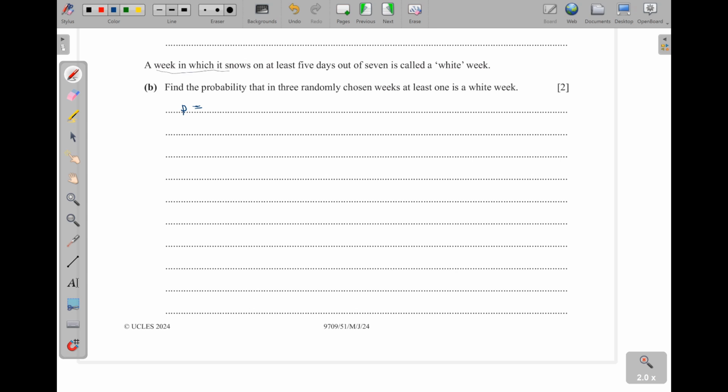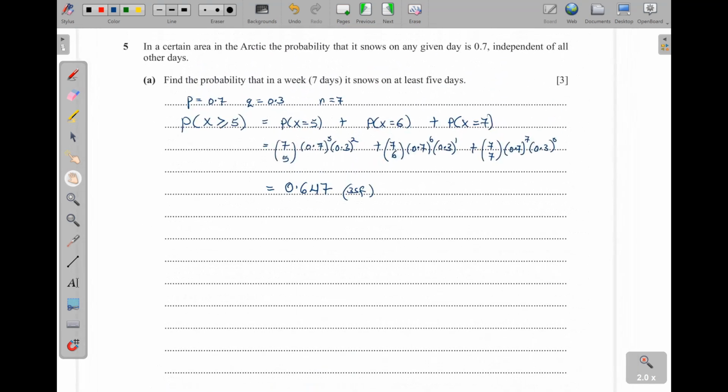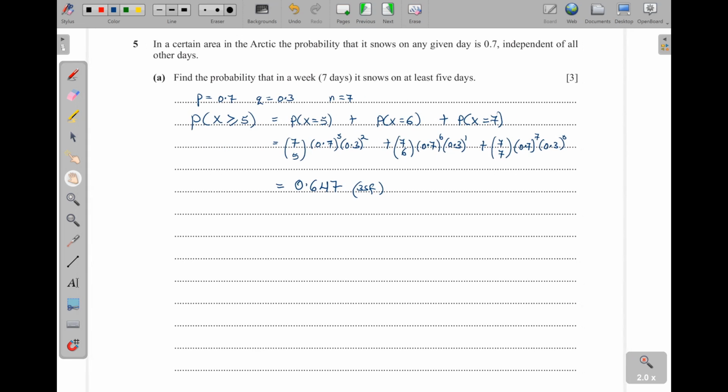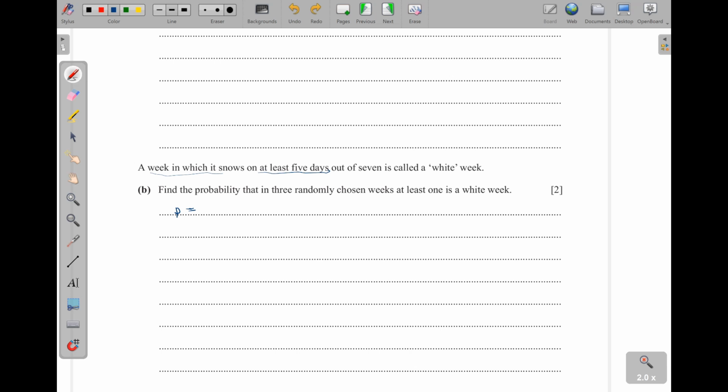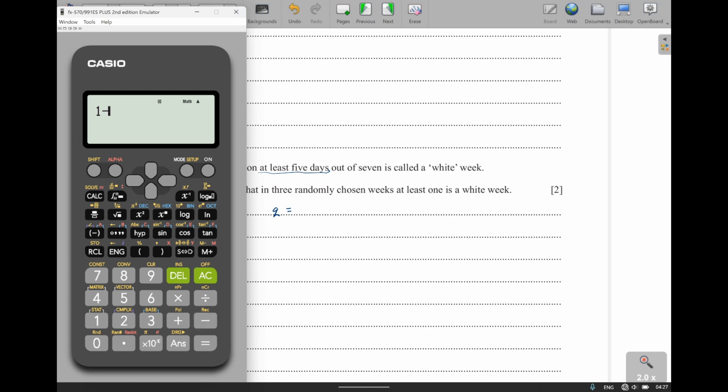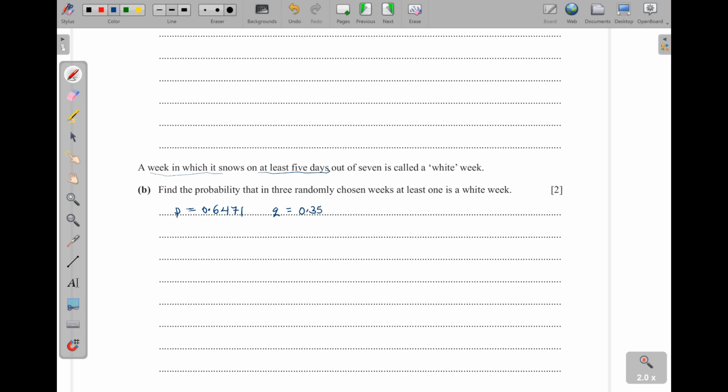They say that a week in which it snows on at least 5 days, which we have gotten here. So meaning our p is actually this one. I'm going to take 4 decimal places: 0.6471. Then q is 1 minus that, 1 minus the answer. That is 0.3529.